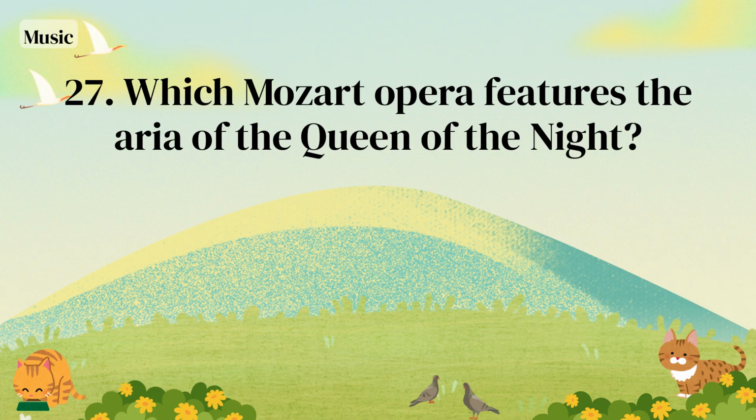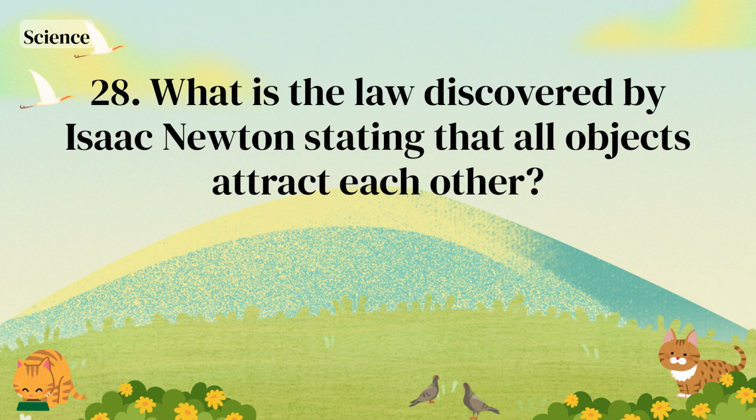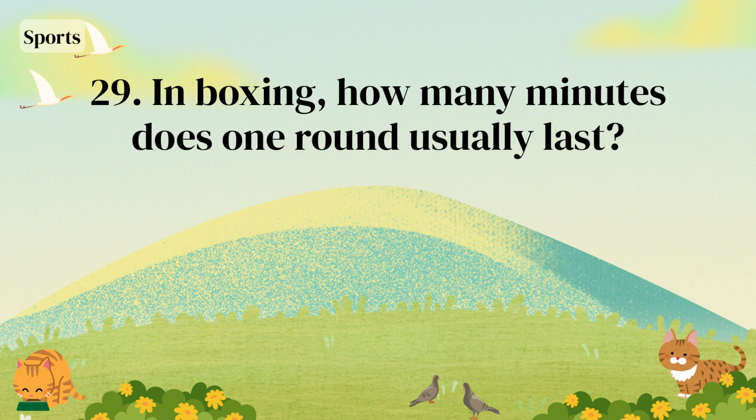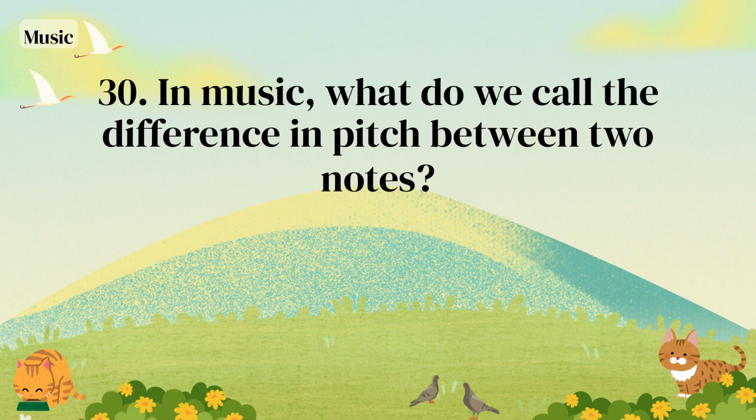Tracheae. Which Mozart opera features the aria of the Queen of the Night? The Magic Flute. What is the law discovered by Isaac Newton stating that all objects attract each other? Law of universal gravitation. In boxing, how many minutes does one round usually last? 3 minutes. In music, what do we call the difference in pitch between two notes?